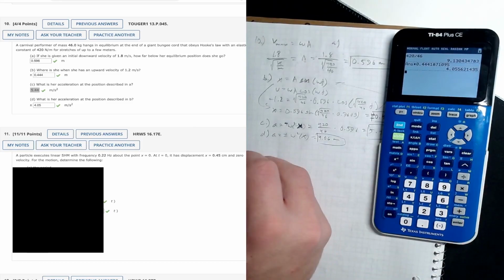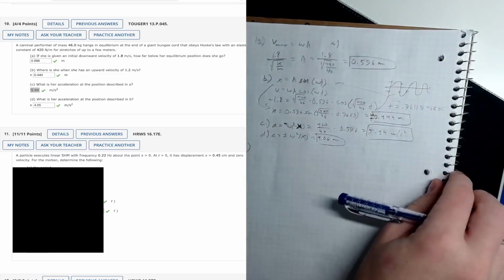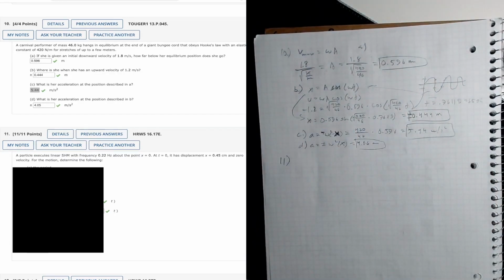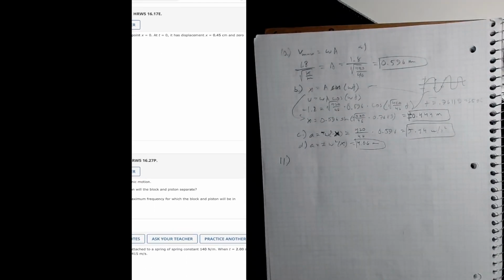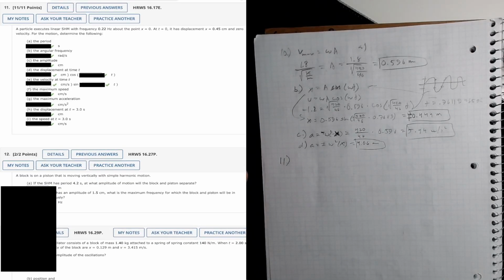Yeah, right there. Now number 11, a big one but an easy one, and a very merry one because it gives you a lot of points very easily. If you're looking for points, I recommend doing this one first. So let's get started. A particle executes linear SHM with frequency 0.22 hertz.